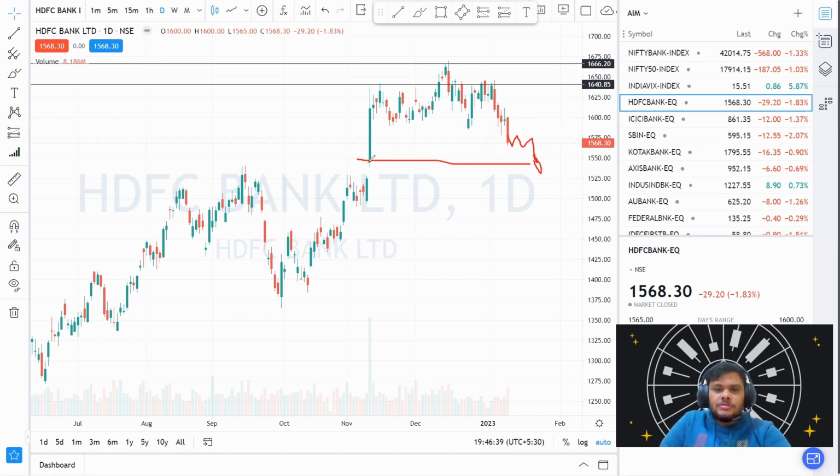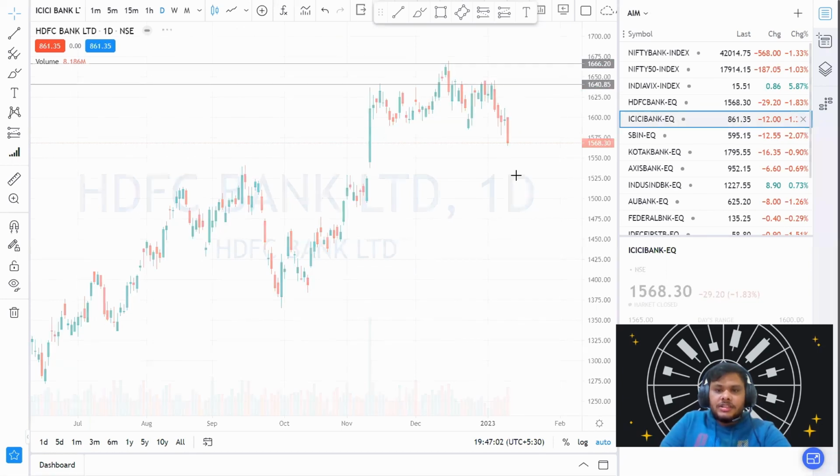But one thing you can assume that previously from that 1550 level it took support. So if it opens a gap down, then it may act as a support level, so we are going to wait. But if it opens flat and shows any kind of negative movement, then you can take trade for selling. So if it opens a gap up around 1575 or 1580, and if it shows negative movement there also, then you can take trade for selling.